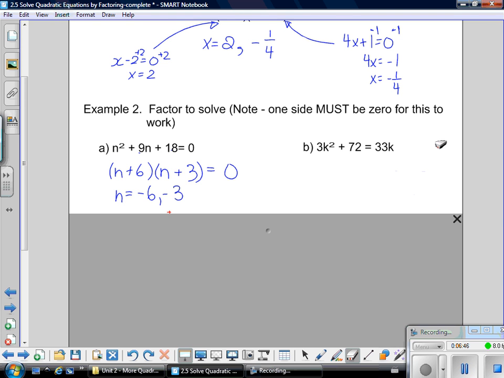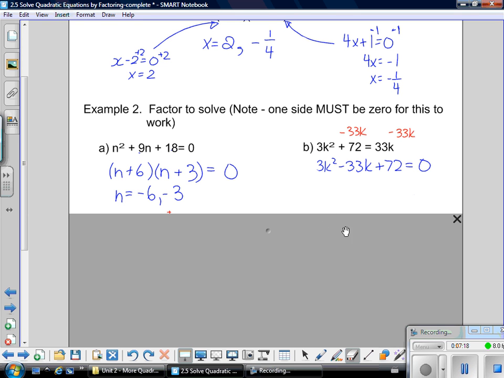Now when I look at the next question, part B, my problem is here I don't have this equal to 0. So the first thing I'm going to do is get everything to the one side. So that means I need to get the 33k to the other side. The way to do that is I'm going to subtract 33k from both sides. And so then what I'm left with is the equation 3k squared minus 33k plus 72 equals 0. So now it looks very similar.